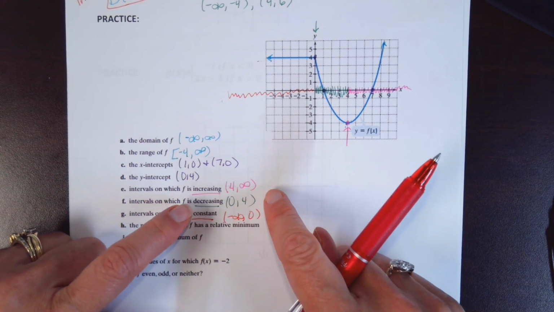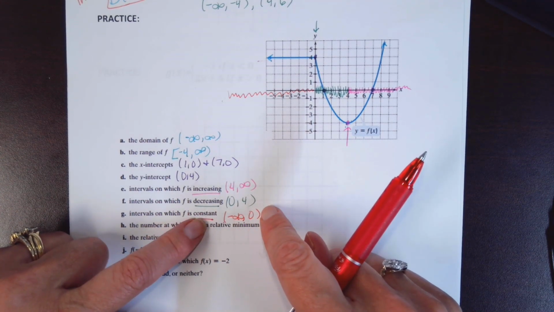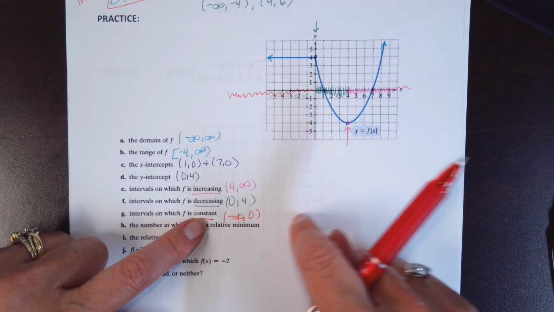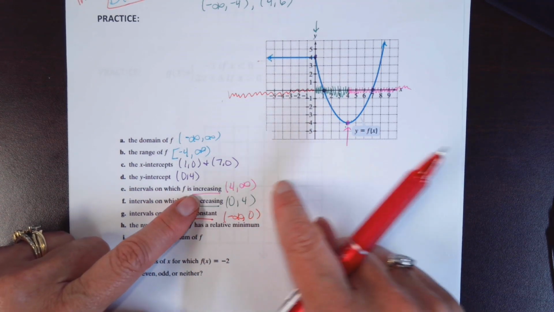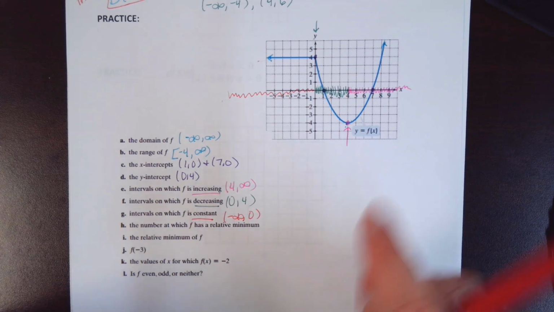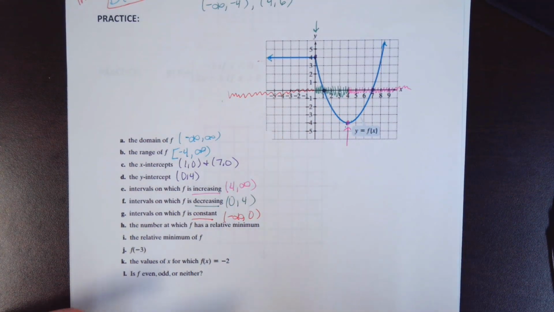Now, we might have a graph that is never constant, and if it's never constant, I write NA, not applicable. If it's never increasing, I write NA, not applicable. I don't ever leave one of those questions blank.